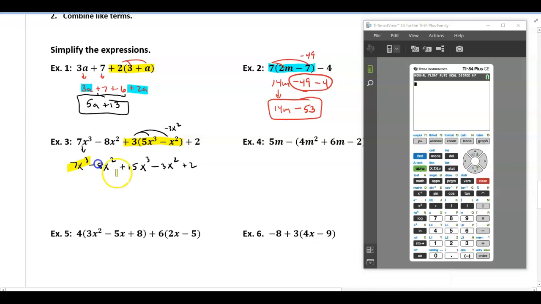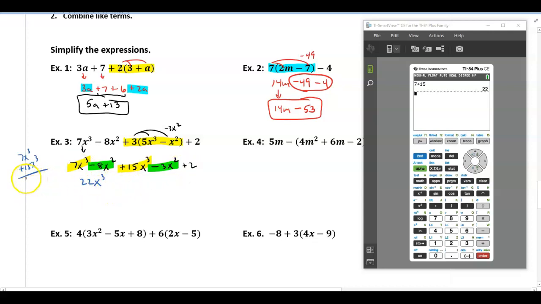Now I'm ready to combine like terms. 7x to the third plus 15x to the third. 8x to the second minus 3x to the second. And then I have my plus 2. So, guys, if you're having trouble with the adding, subtracting, and all that, use your calculator. I know over here I'm going to do 7x to the third plus 15x to the third. So I go to my calculator. 7 plus 15 gives me 22x to the third.